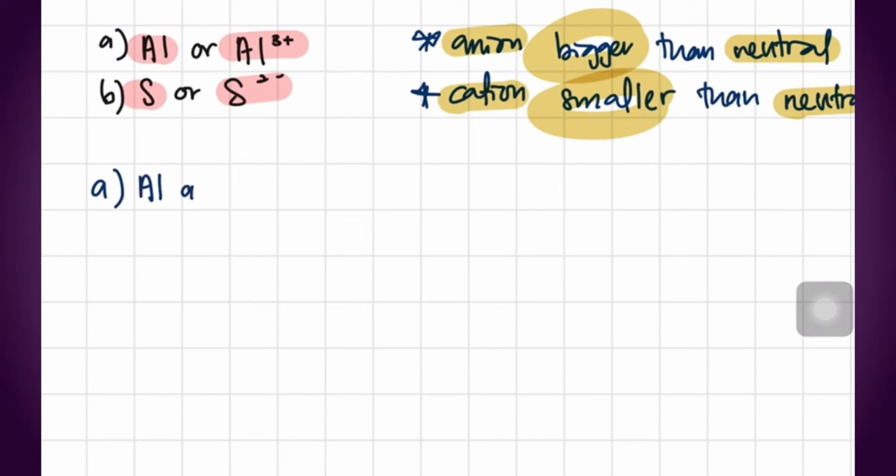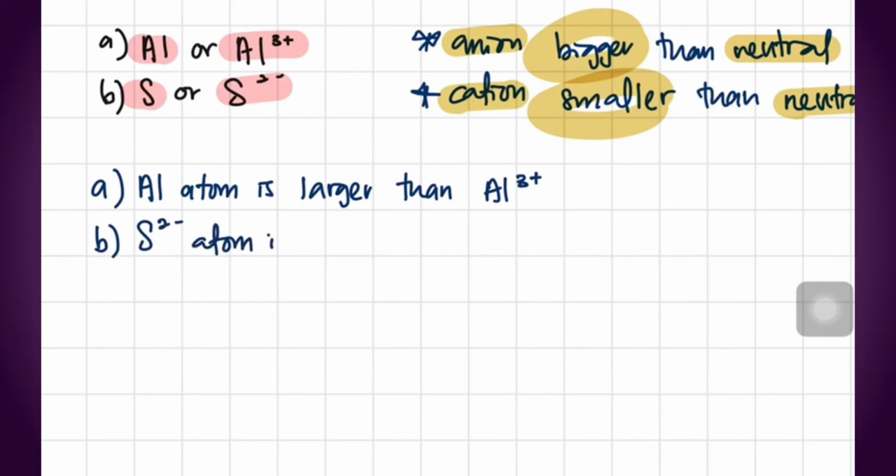Al atom is larger than Al3+. And for B, the answer will be S2- is larger than S atom.